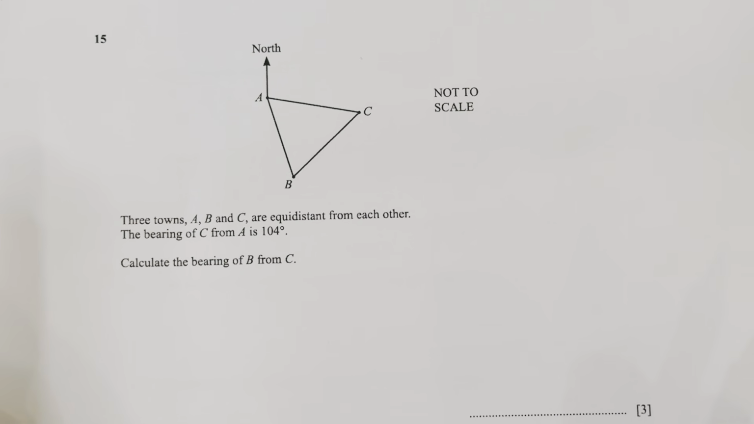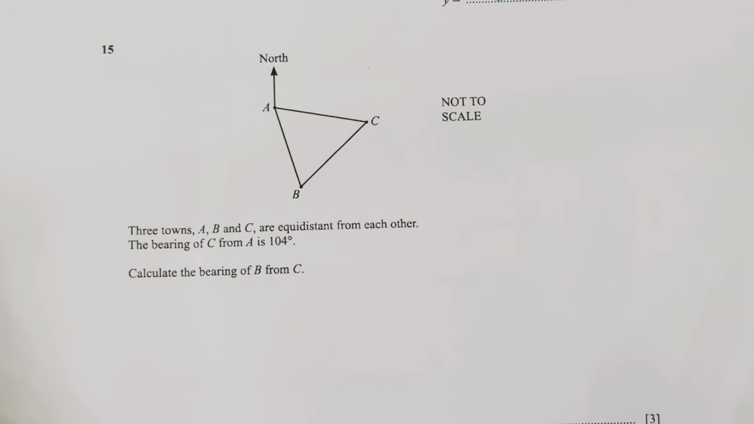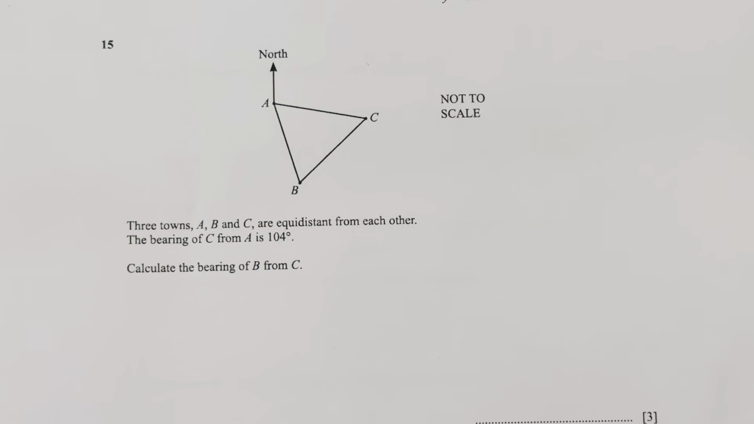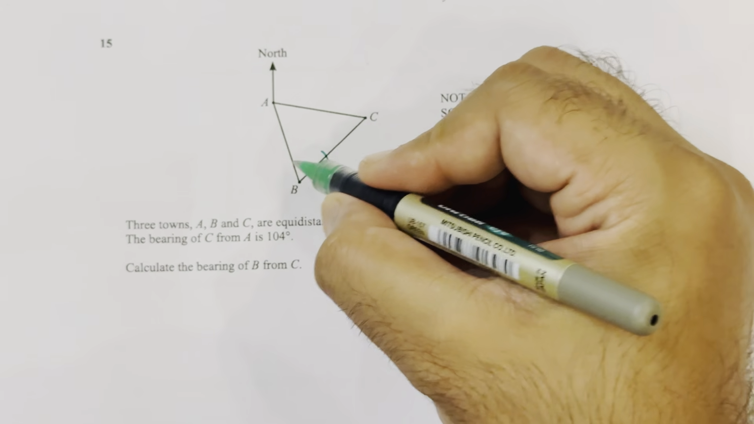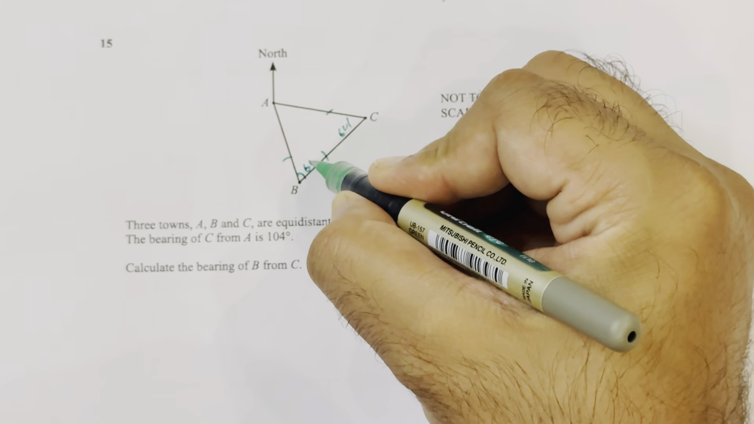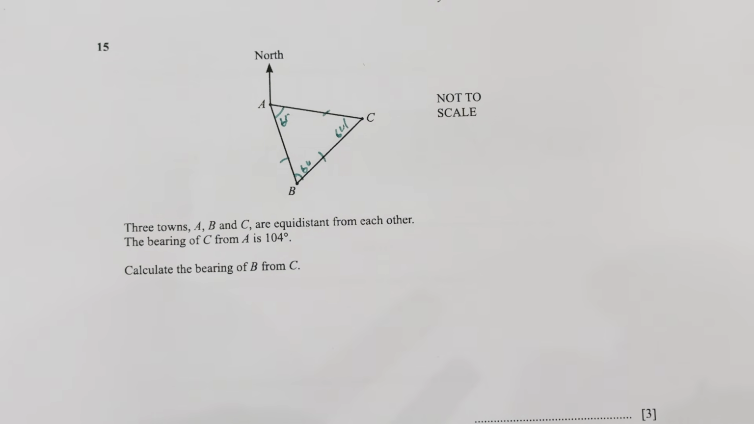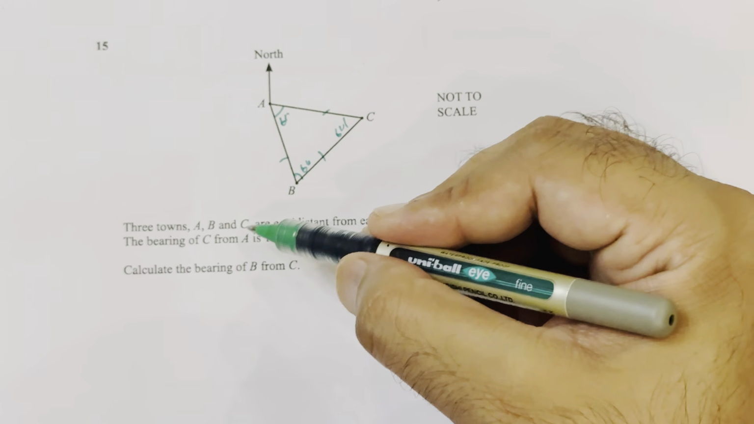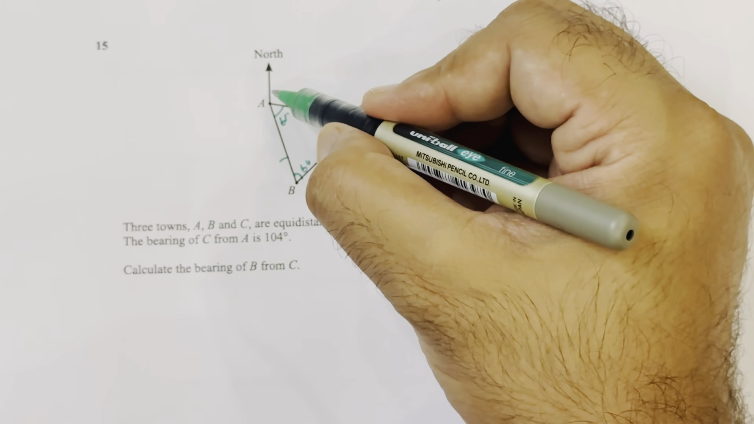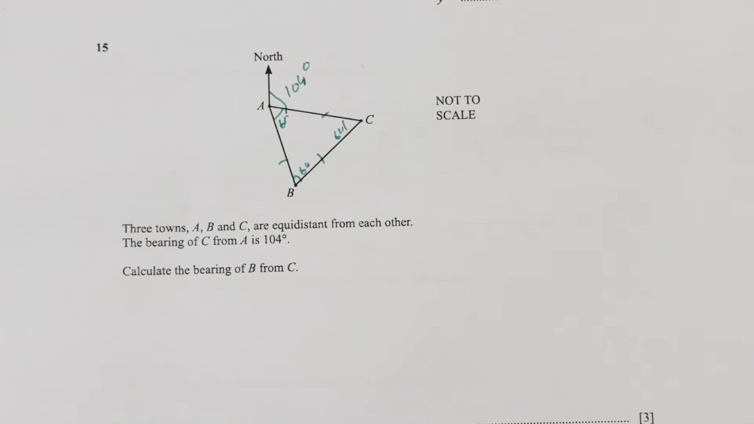Okay, moving to question number 15. Question number 15: three towns A, B and C are equidistant from each other. Equidistant means they would have 60 degrees, 60 degrees and 60 degrees because it is an equilateral triangle, and the bearing of C from A is 104 degrees. This is equal to 104 degrees.